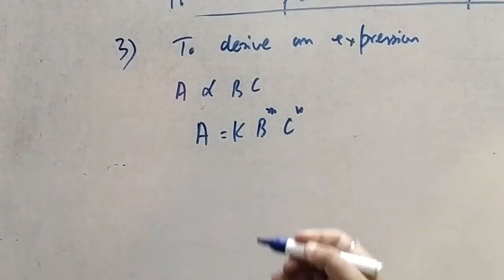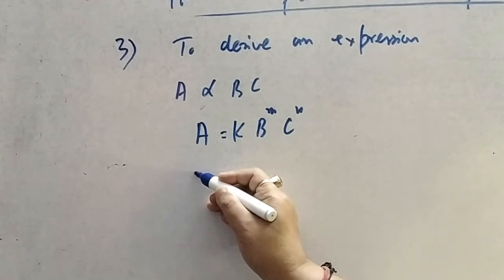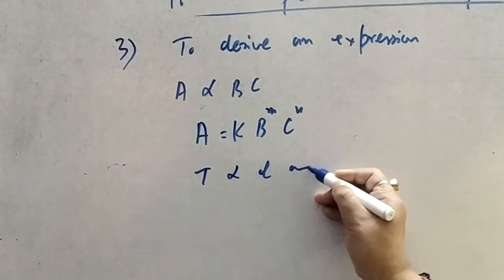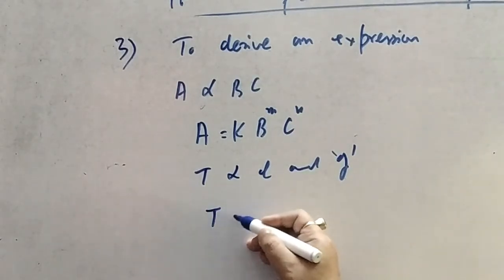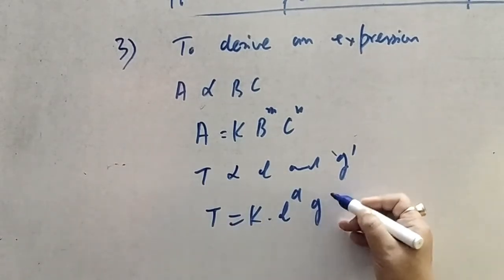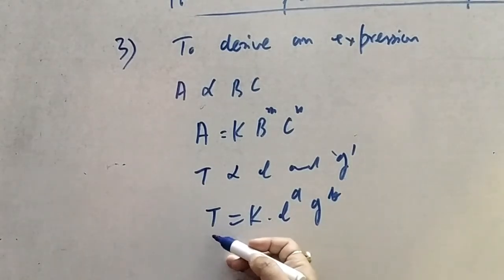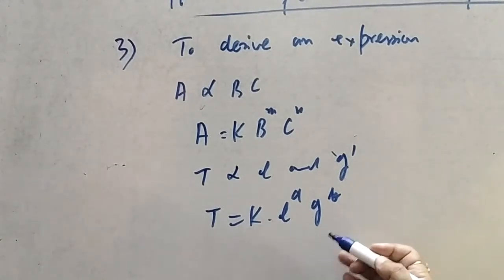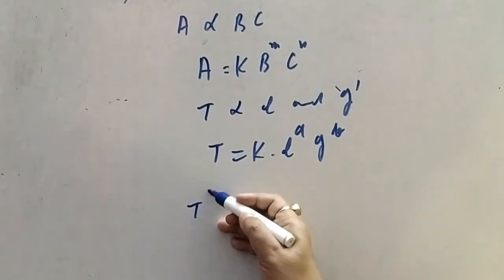For example, we can take time, which depends on length and g. Then what do we write? T equal to k times L to the power A and g to the power B. Remember, this is the time period, this is your length, and this is your acceleration due to gravity. Here we write T as T to the power 1.